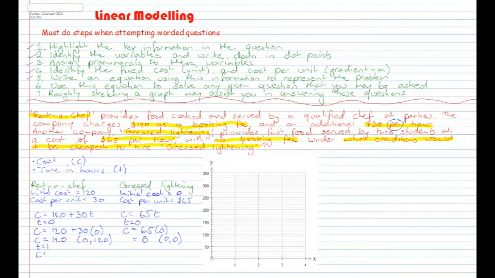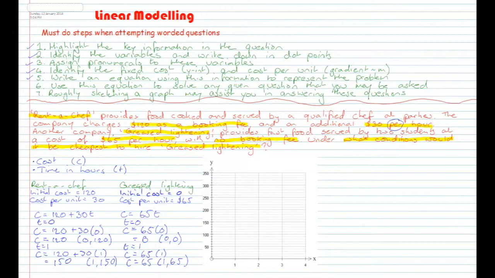So we get C is equal to 120 plus 30 times 1. 30 times 1 is 30, so 120 plus 30 is 150. For this one, for T equals 1, you get C is equal to 65 times 1, which of course is 65. That means the coordinates for Rent-A-Chef, when T is 1, you get an answer of 150, so it's 150. For this one, when T is equal to 1, you get 65, so the coordinate is 1, 65.